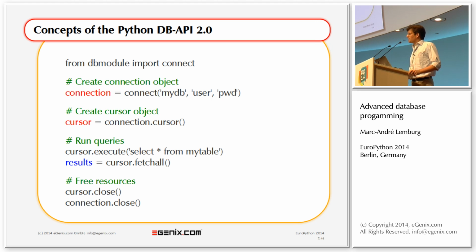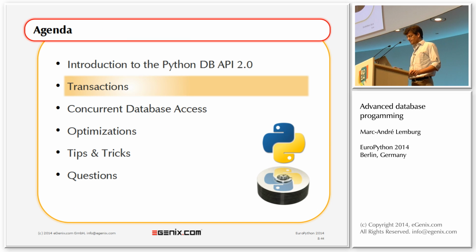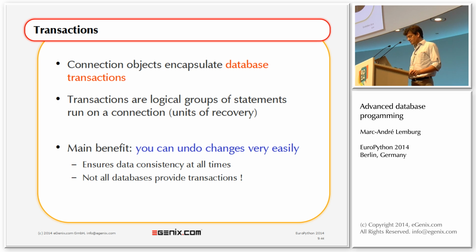So this is how a typical application that uses the DB API looks like. First you import your module, you get the connect API from that module, you open a connection, you pass in the database name, the username, and the password. Then you create a cursor object on the connection object, and you run your queries on the cursor object. And finally, you free the resources by closing everything again. So that was a very, very short introduction to the DB API.